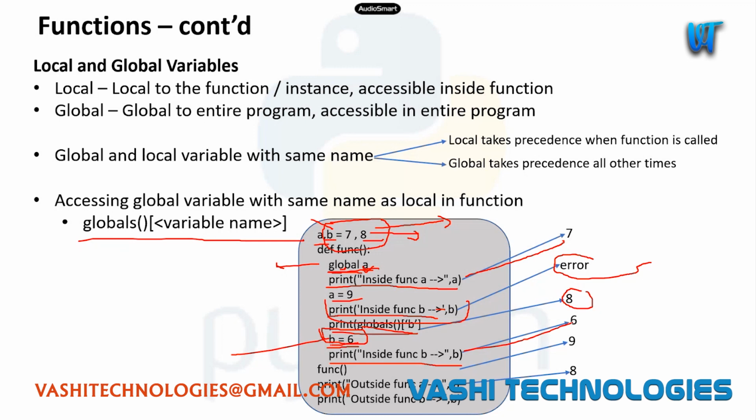Now this is my function and I'm coming out of the function. Outside the function, I am calling this function. I'm making a function call and there are no arguments, right?